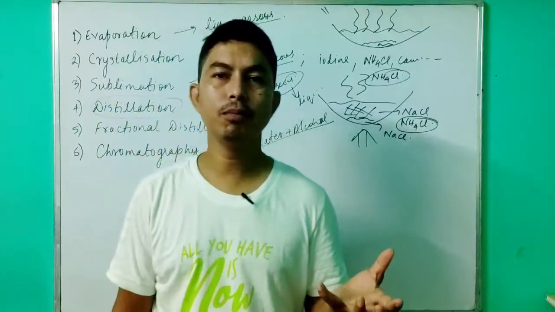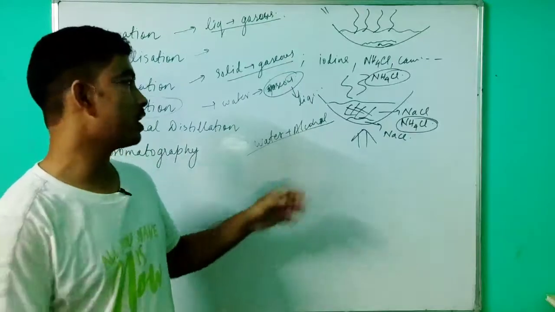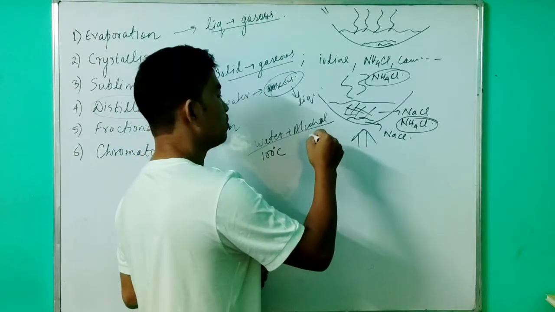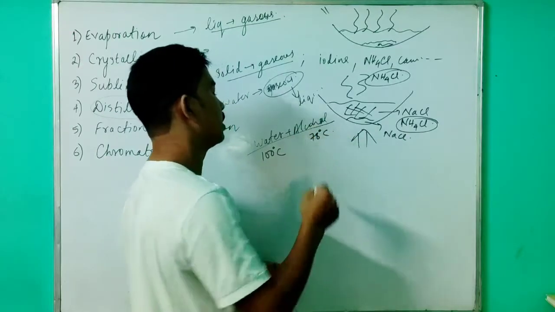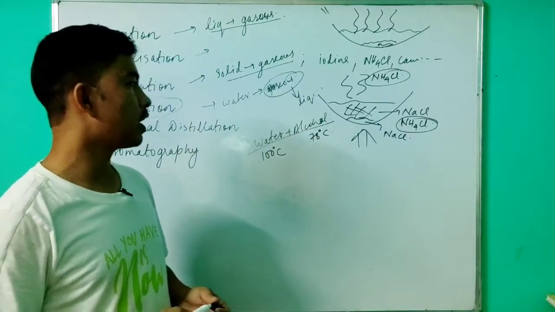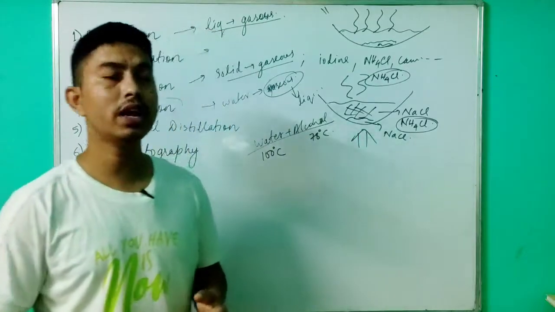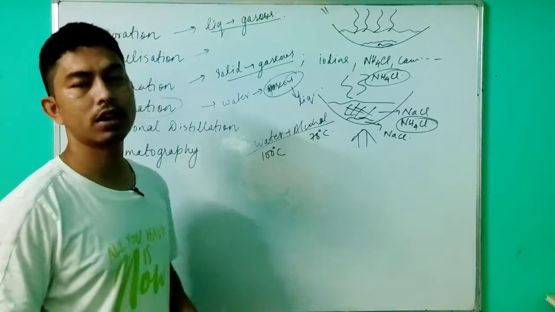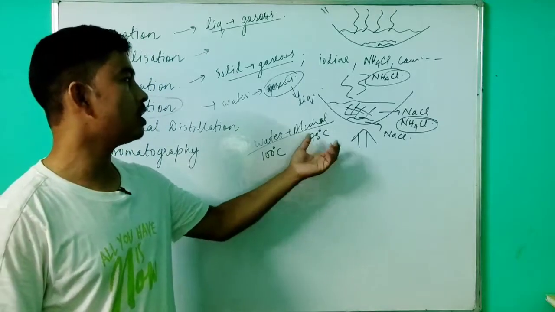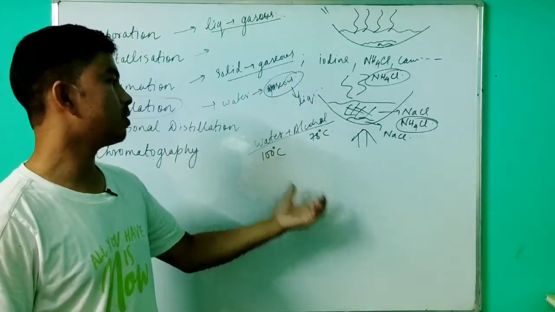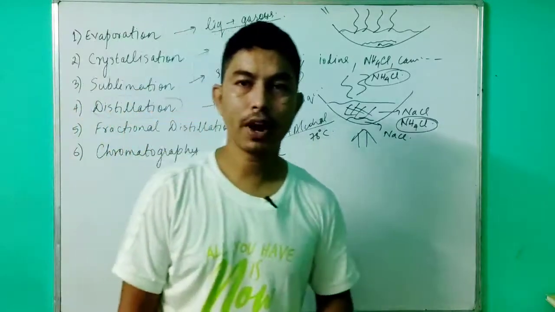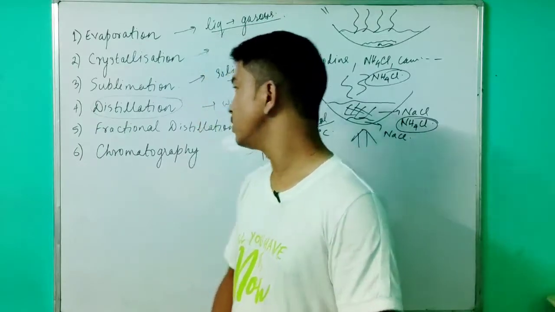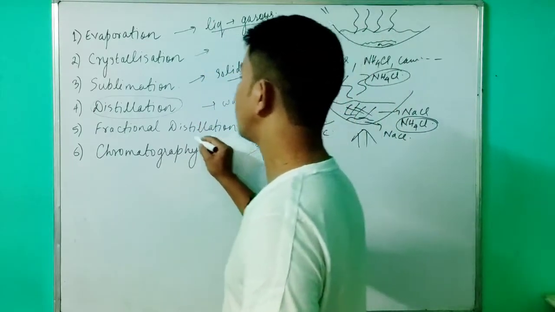So we heat the given mixture at a given temperature. We know that water boils at 100 degrees centigrade, and suppose the alcohol boils at 78 degrees centigrade. The mixture of water and alcohol is constantly heated to a temperature above 78 but below 100. In that case, only the alcohol vaporizes, whereas the water is left behind. So fractional distillation is used in separating two liquids which are miscible. And finally we have chromatography.